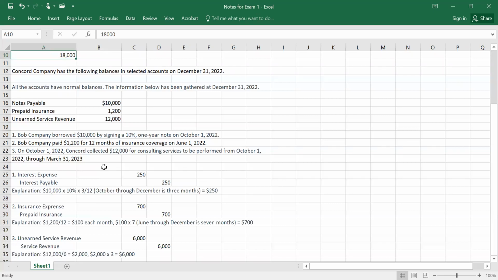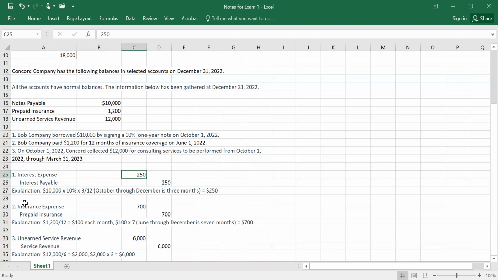And what we're doing is we're performing adjusting entries here. So for this one, it's a debit to interest expense, credit to interest payable, and the way we found that $250 is it's 10,000 times 10% times 3/12, because it's a one-year note, and here we're covering it for 3 months. It's October through December.